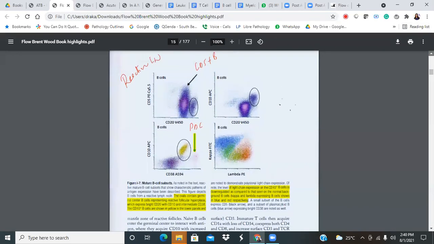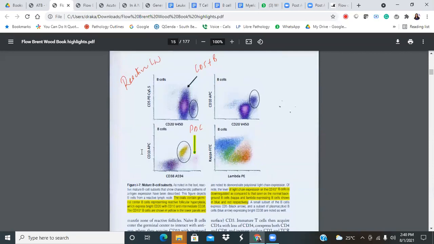So let's see what they are saying over here. So over here, they are saying that it is a reactive lymph node. And I showed in the morning session that in the reactive lymph node, there are 2 markers.